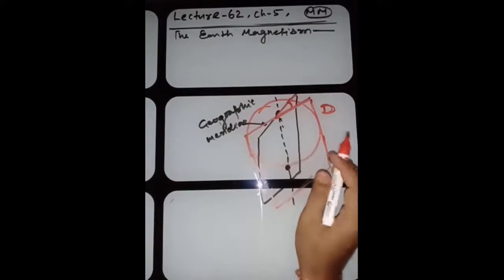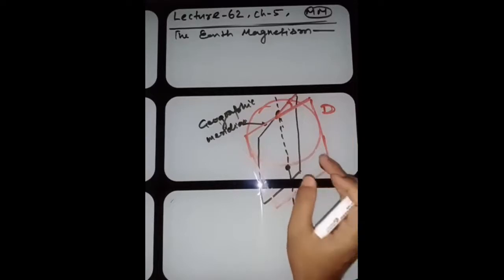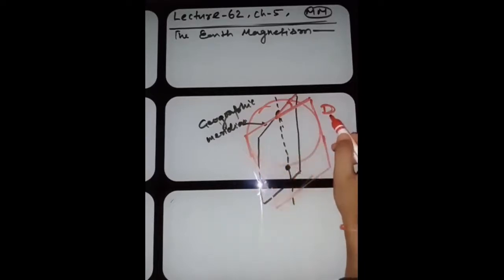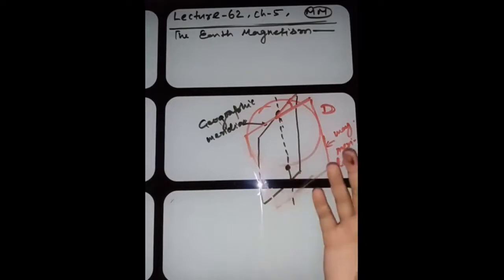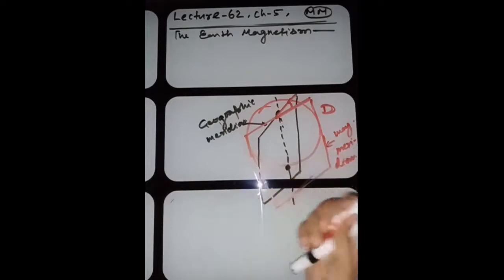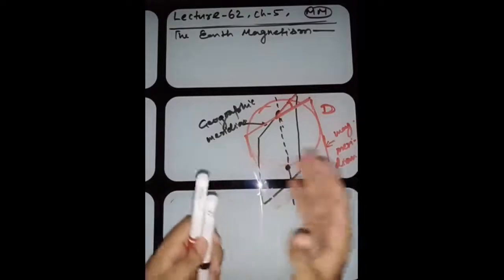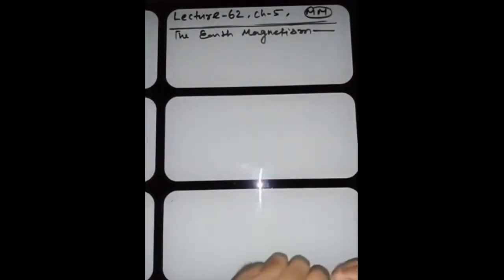The angle of declination is the angle between two meridians. This one is the magnetic meridian. So, my dear students, this D is the angle between the two meridians: one is the magnetic meridian, and the second one is the geographic meridian. If you try to understand this using another diagram, you can specify it this way. It is also mentioned in NCERT.